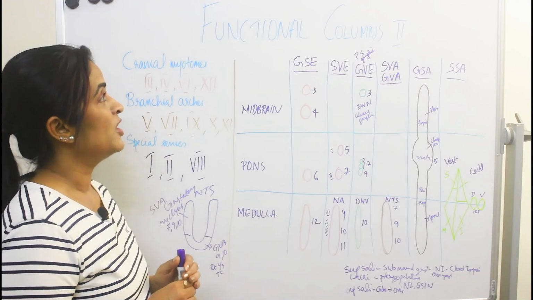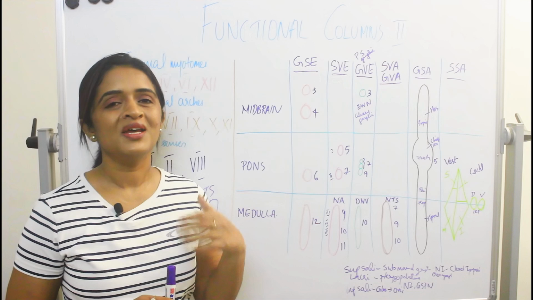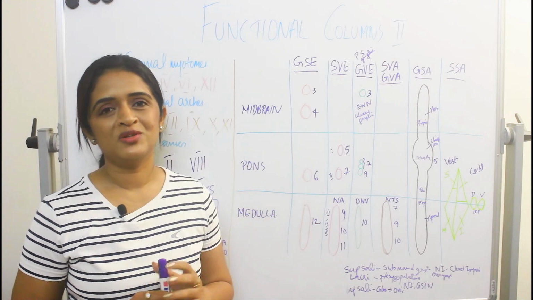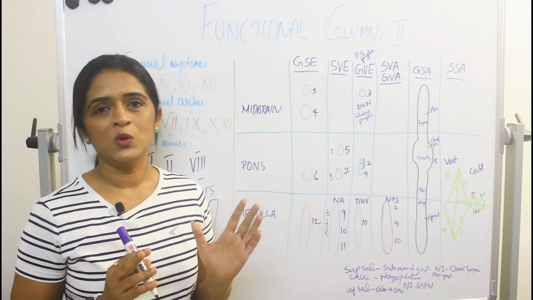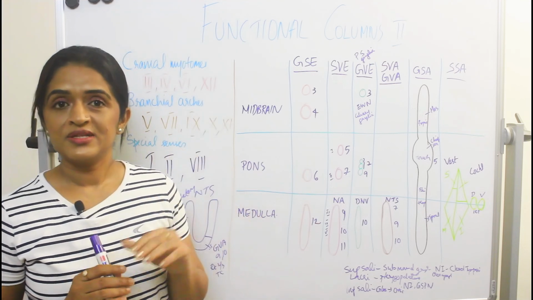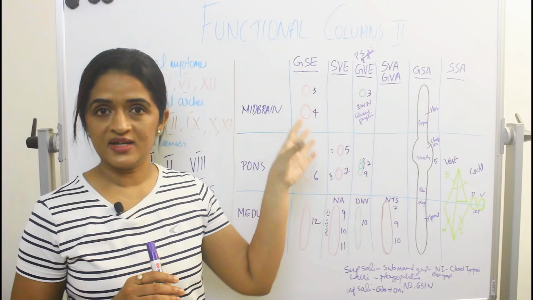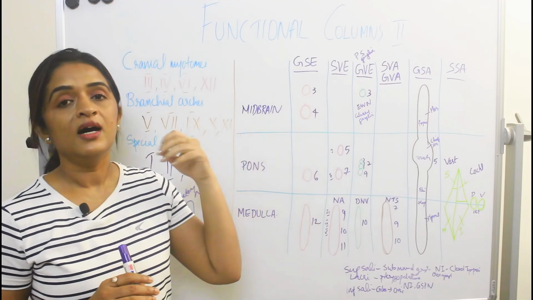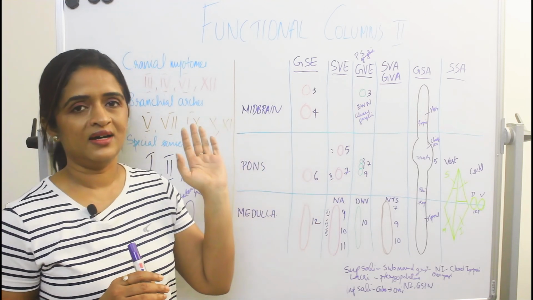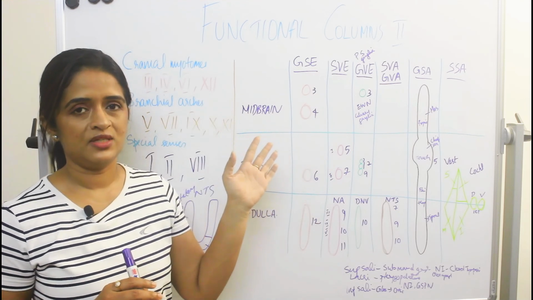So in this session I will be dealing with the functional columns part 2. Before watching this session, please do watch part 1 so that you will have an idea how these functional columns are arranged in the neural tube. In the last session we already mentioned the different columns, how they are arranged and how you get the sulcus limitans, the dorsal lamina, ventral lamina, everything we have discussed in the last section.